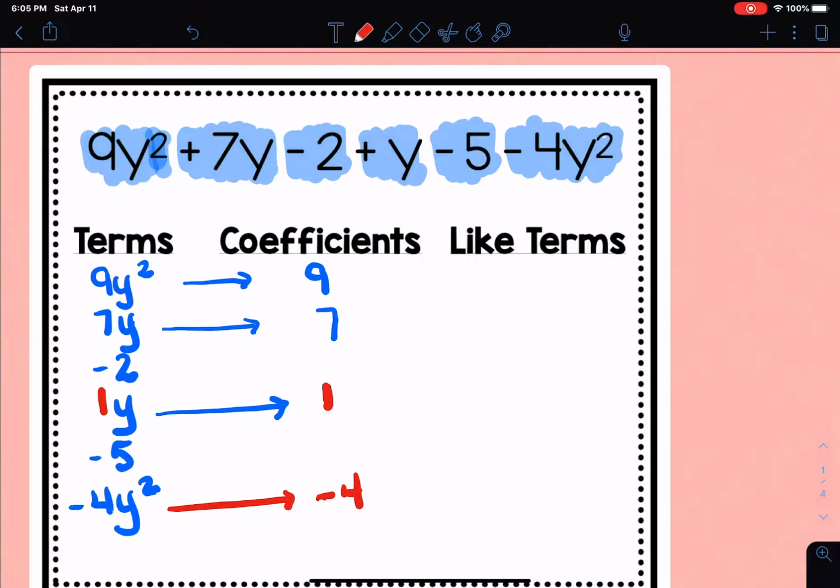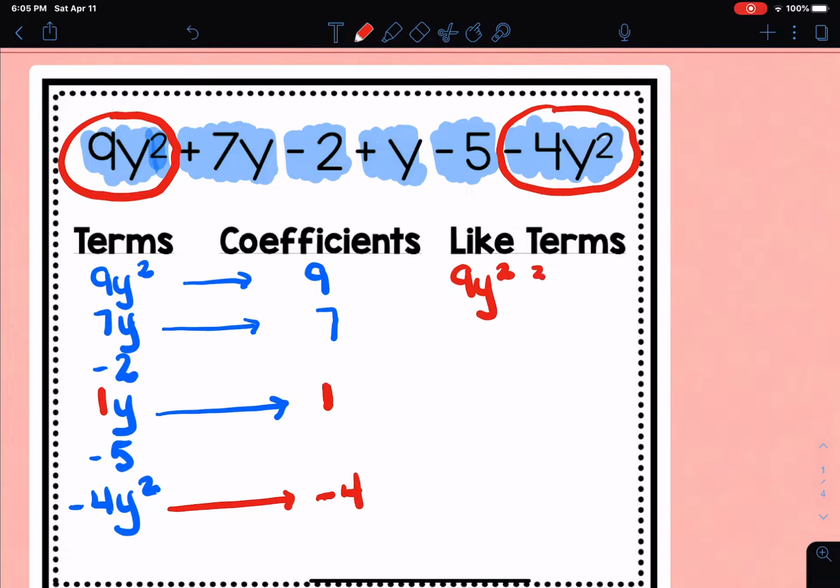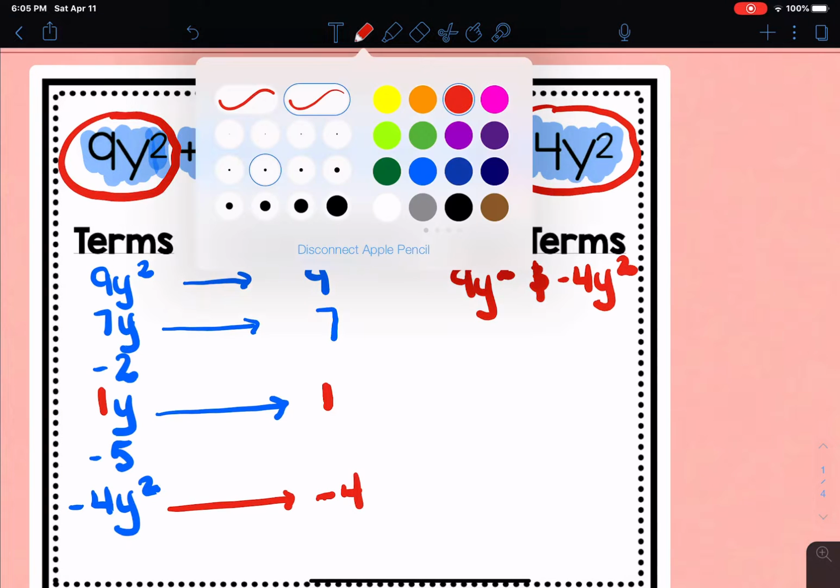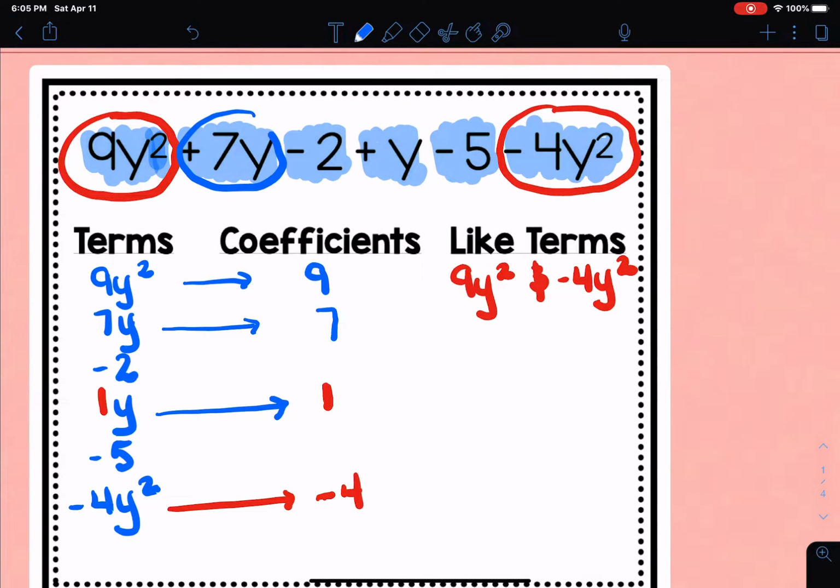So like terms are ones where I can combine it with another value. For example, these two right here would be like terms because they have the exact identical variable, which is a y squared. So 9y squared and negative 4y squared are like terms. Okay, now if I look at this one, I have positive 7y and I have y. So 7y and y would be another pair of like terms.